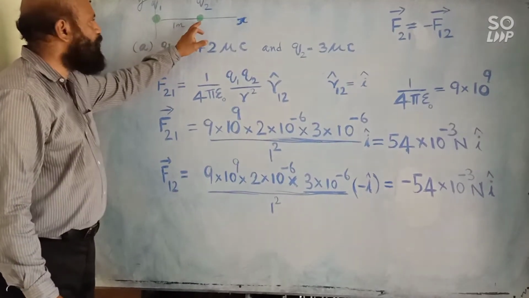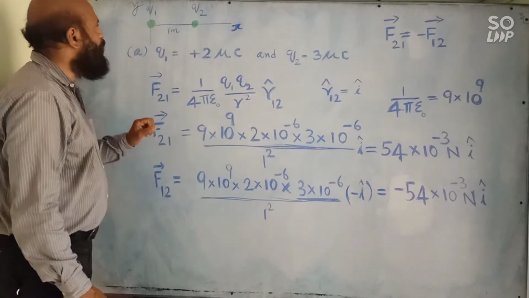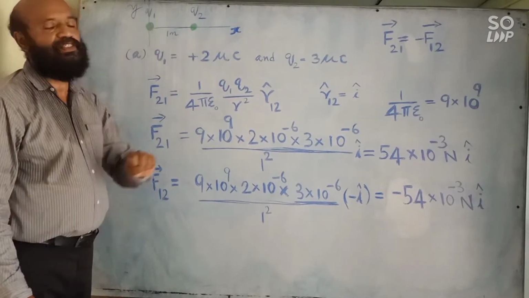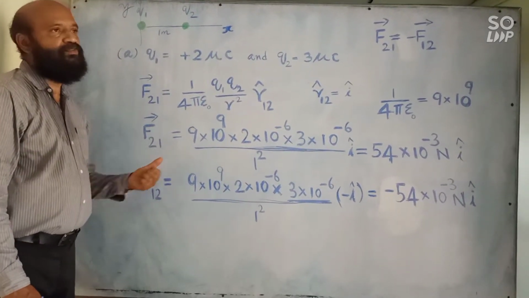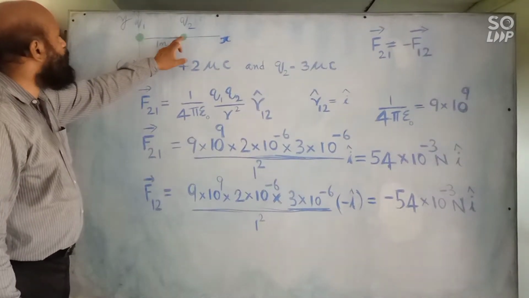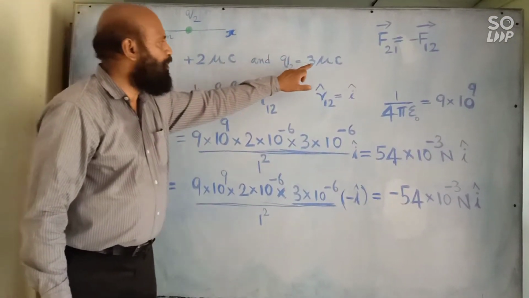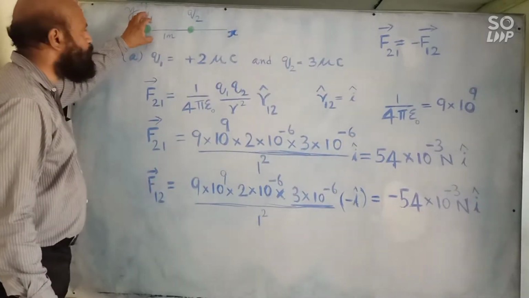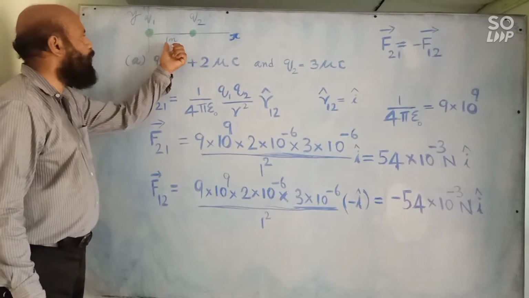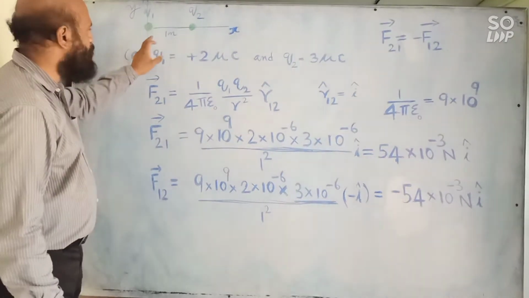Force between two charges depends on the magnitude of the charges, the distance between the charges and the medium between the charges. By doing this problem, we'll have a better idea. Now there are two charges, Q1 and Q2. First let us see with 2 microcoulomb and 3 microcoulomb. First charge is 2 microcoulomb, second charge is 3 microcoulomb, and the distance between them is 1 meter. And the medium between them is air.